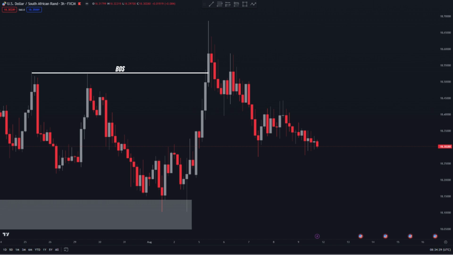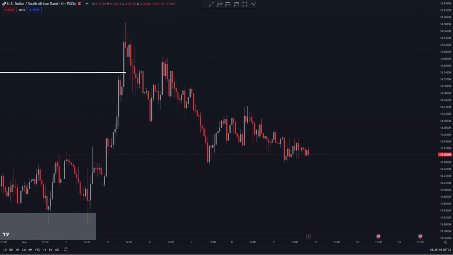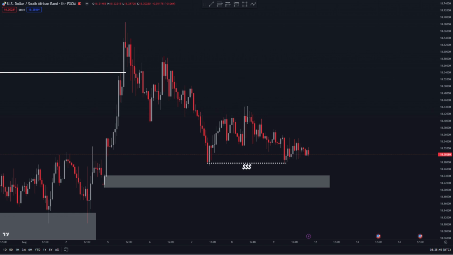Now, we need to identify a valid order block to capitalize on the upcoming buying opportunities. However, from this time frame, we don't have a clear order block, so we need to switch to another time frame to find a more defined one. On the new time frame, we do have a valid order block that we can use for potential buying opportunities. Additionally, the price has printed equal lows above our order block.